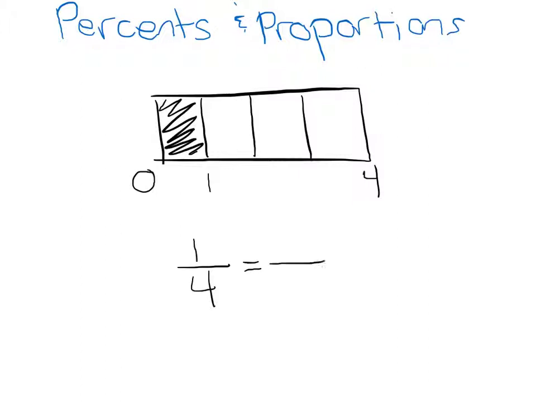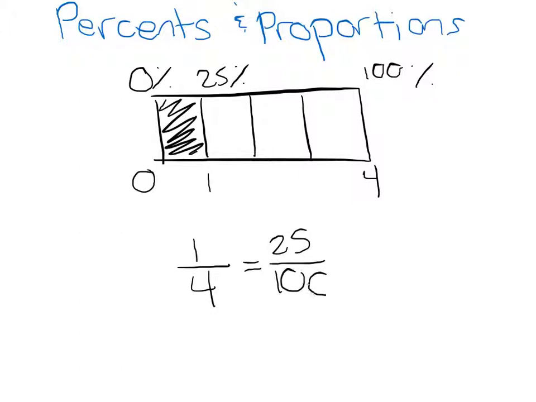But I can also change this fraction and compare it to a percent. If I eat the whole candy bar, that's 100% of the candy bar. If I have none of it, that's 0%. Now what if I have 1 out of the 4 pieces? Well, that's equivalent to 25%, or 25 out of 100.